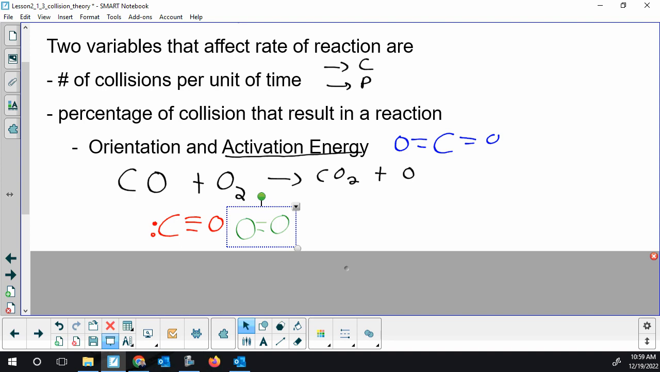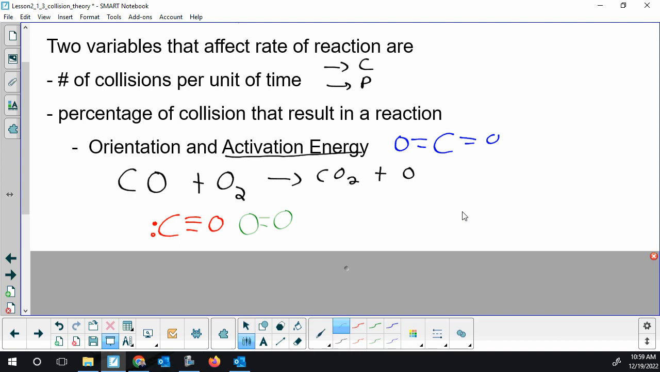So if the green oxygen hits here, it's just going to bounce right off each other and there's going to be no reaction. But if the collision happens on this side, then there is a probability of reaction. If it hits with enough energy, we could get this reaction forming. Okay? So this is a good example of a reaction where orientation would be important. The collision has to be the right way.